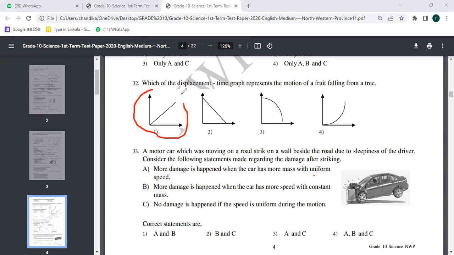Displacement time graph comes like this only when the velocity is uniform, when there is a uniform velocity. When a fruit is falling down, what happens to the velocity? Velocity is increasing. Okay. Velocity is increasing. Now you must know this one.